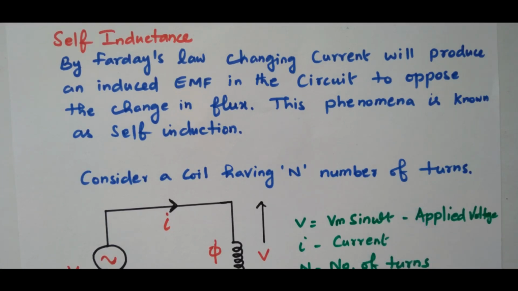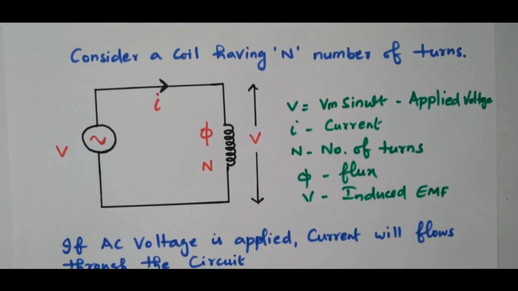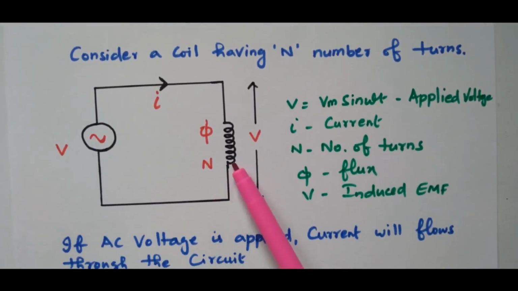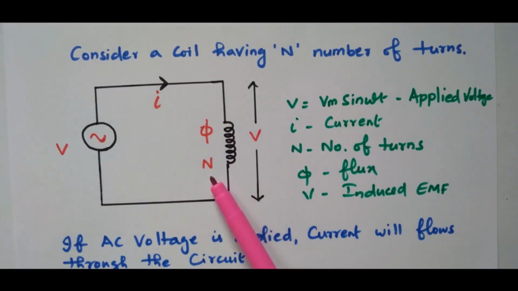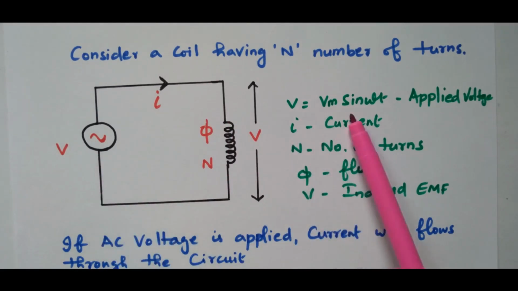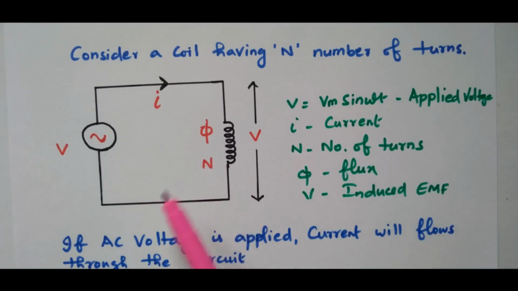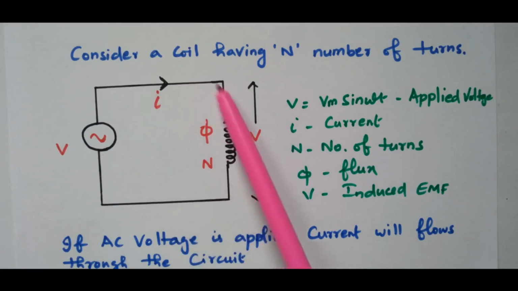Now we'll see the diagram. So consider a coil with n number of turns. So for self-inductance we are having only one coil with n number of turns. It is connected to the AC supply. V equal to Vm sin omega t. AC voltage is applied to the coil. When the AC voltage is applied, what will happen? The current will flow through the coil. A coil with n number of turns is energized by the AC voltage. When the AC voltage is given, the current I is flowing through the coil.